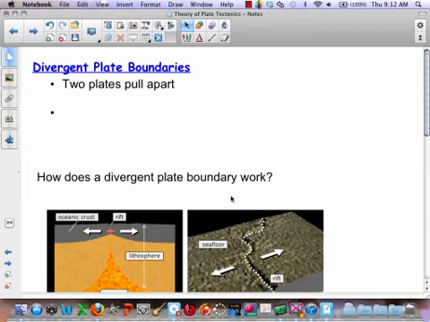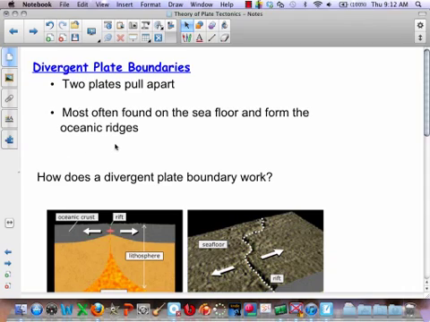So the Mid-Atlantic Ridge is an example of a divergent plate boundary between the North American plate and the African plate. For the most part, you're going to find divergent plate boundaries in the ocean. We don't really find that much on land, but there are a few locations where we have seen them on land. We'll talk about that here in a minute.